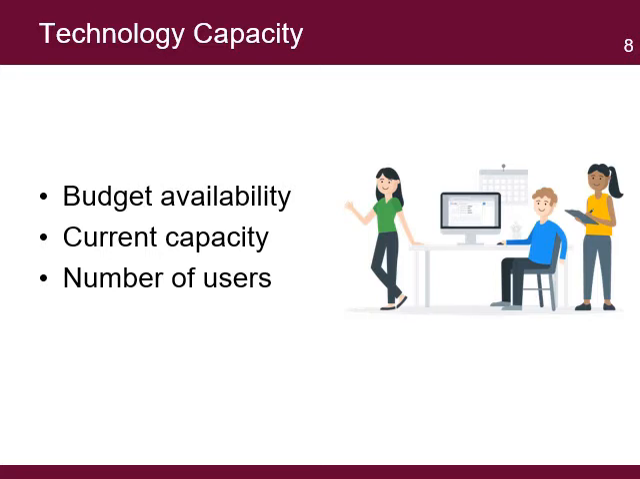The next step is to evaluate the current information technology capacity of the project that will satisfy the information requirements. This includes availability of funds for IT resources dedicated to the project, the current capacity of the project team to manage the technology, and the number of staff members or users who will use the computers during the project.